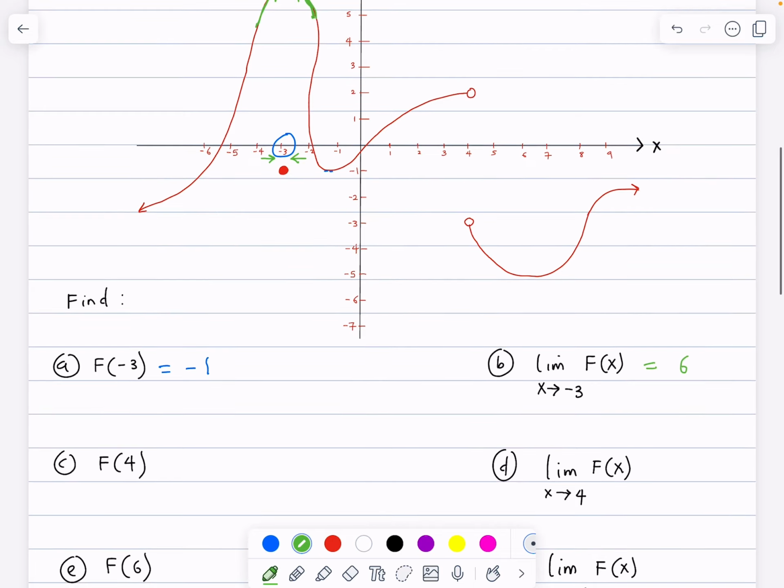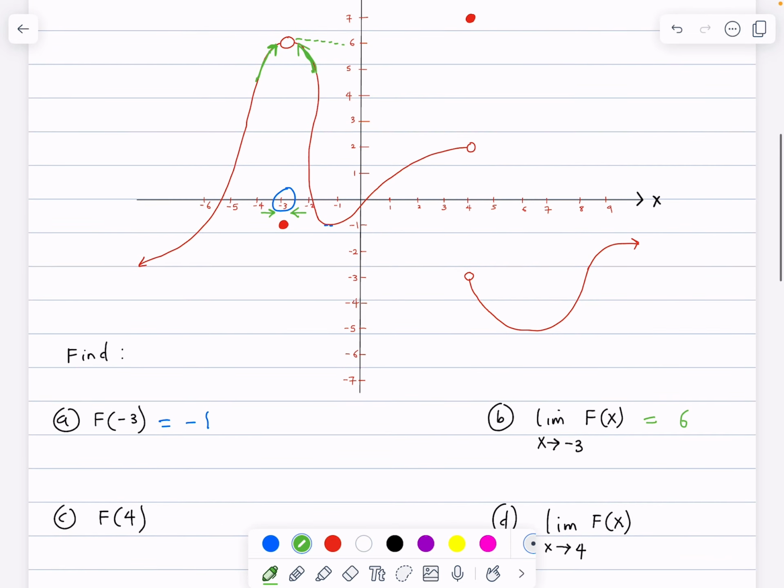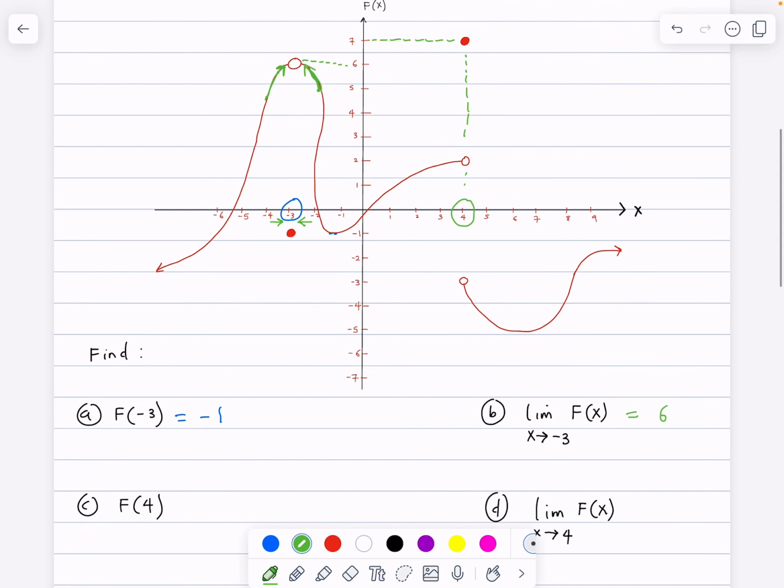Okay, now let's look at C, f of 4. Locate 4, right? This is 4. What is f of 4? Just like when we looked for f of -3, if you go up, you observe the dot there. So f of 4 is just going to be, trace it to the y value, 7.